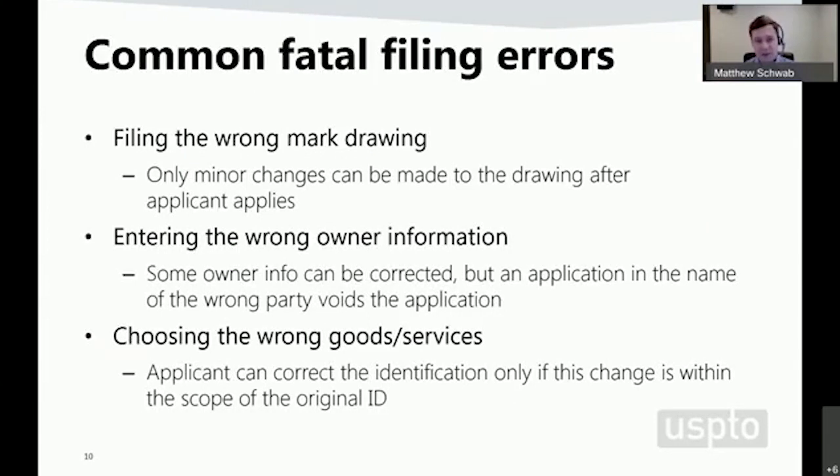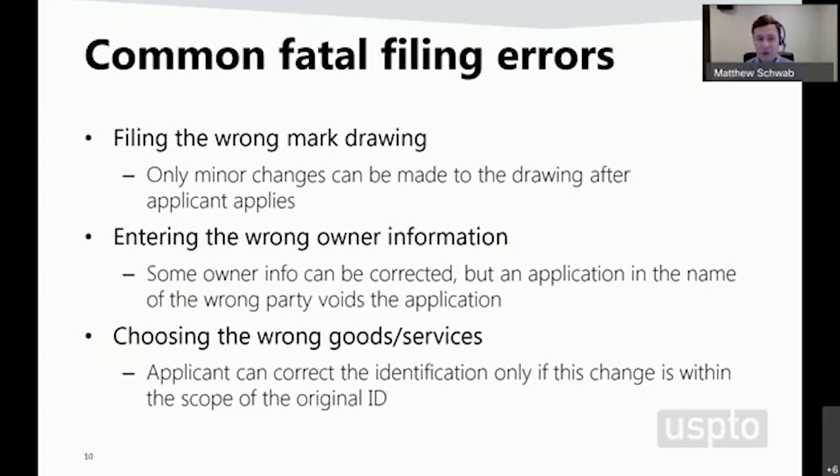So there are some fatal filing errors. If you make these, it is usually not possible to recover from them, and the application is essentially discarded. It can't proceed. And unfortunately, there are no refunds because we still have to process these. So one of them is filing the wrong mark drawing. Please make absolutely sure that what you are submitting as the mark drawing is what you really want to apply for.